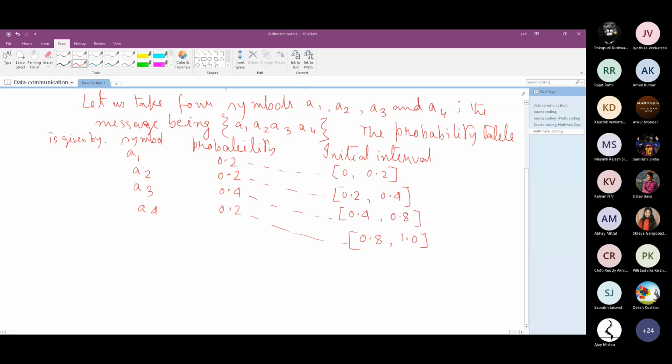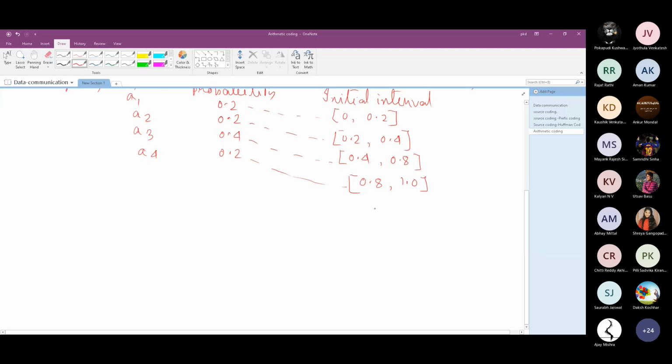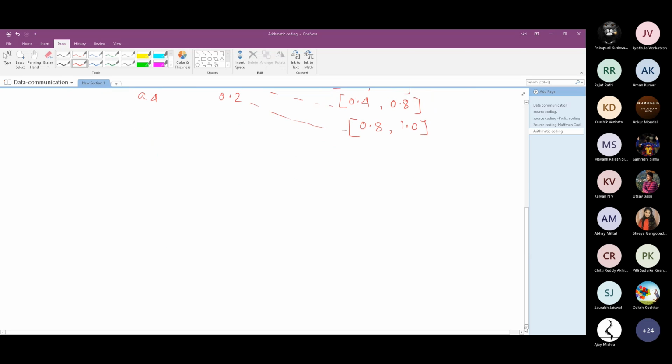So basically, the 0 to 1 interval, we make an initial interval, and then subsequently we will update these intervals. So this initial interval we put on one side. Zero to 1.